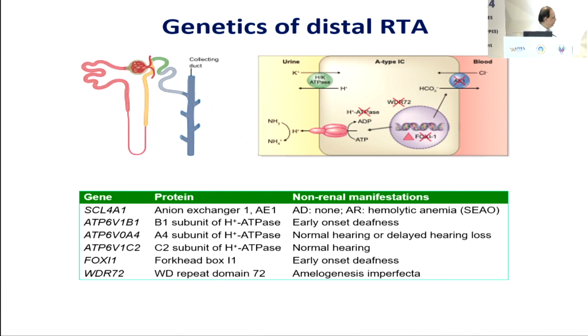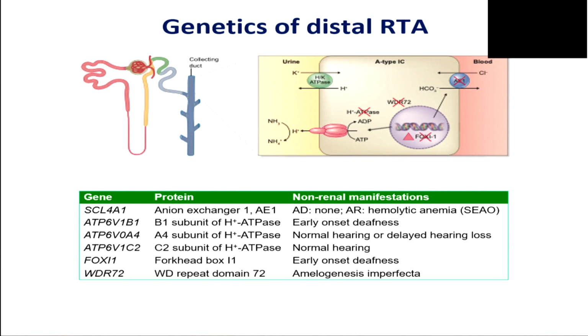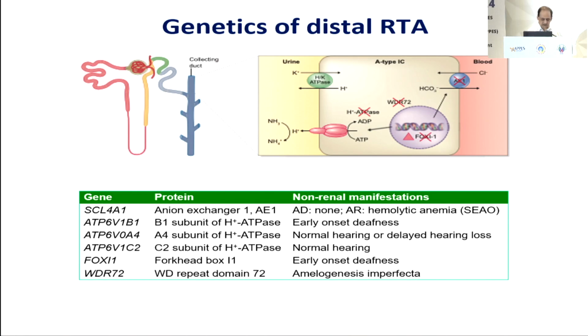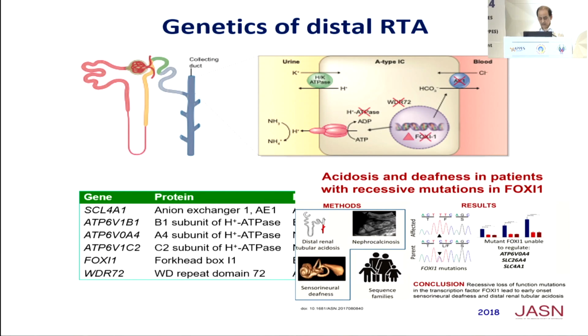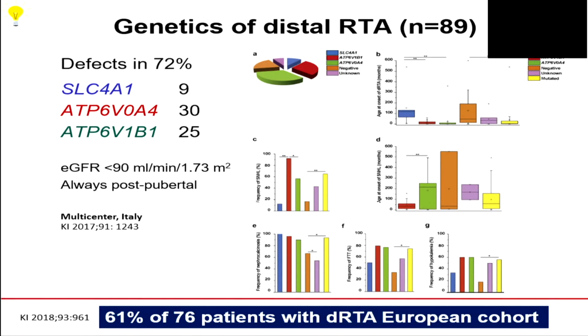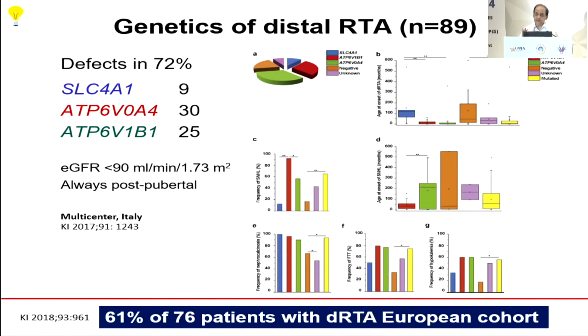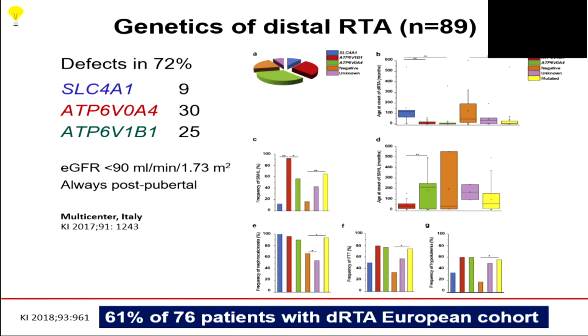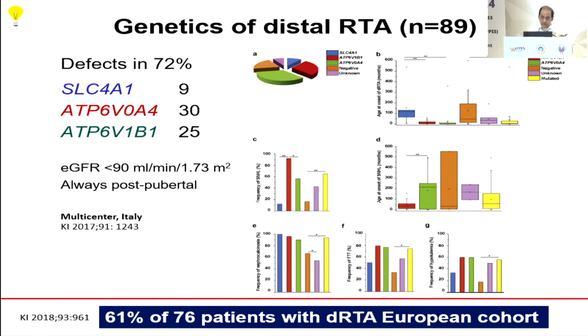Although there is still some doubt about whether the C2 subunit really causes RTA or not. And then you've got these two genes that are listed here. And we have discussed this, so you can get deafness and RTA with the FOXI1 defects. Overall, if you look at patients with distal RTA, about 75% would show a genetic defect if you were to do the genetic analysis. So 3/4 of all children with distal RTA would show a defect.